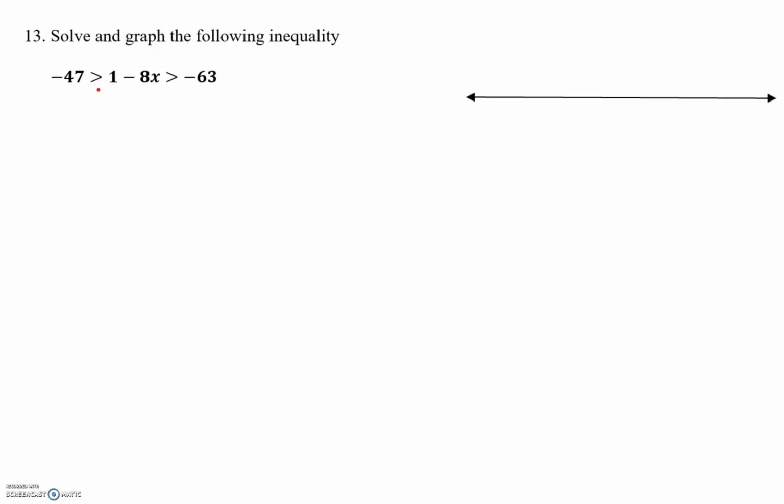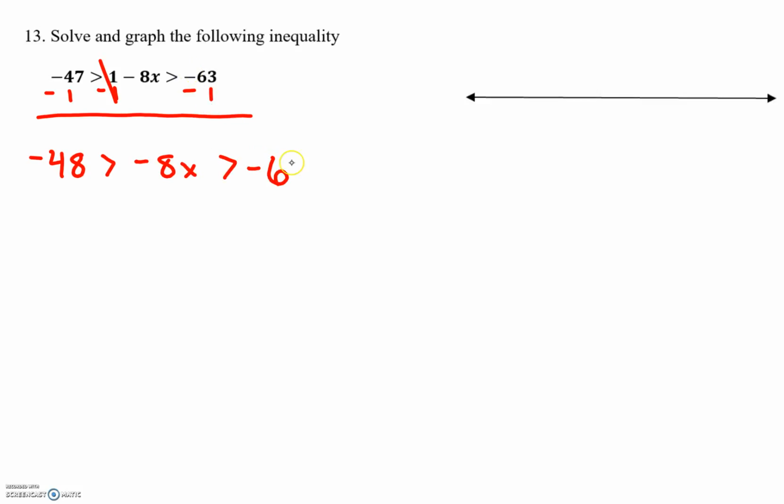So I'm going to subtract 1, but I have to subtract it from both sides since it is 2 different inequality statements. So negative 47 minus 1, negative 48. I still have my negative 8x. A negative 63 and a negative 1 is a negative 64. From here, again, trying to isolate the variable, which is x, so I have to get rid of that negative 8 that's being multiplied by x. So I'm going to divide both sides by negative 8.